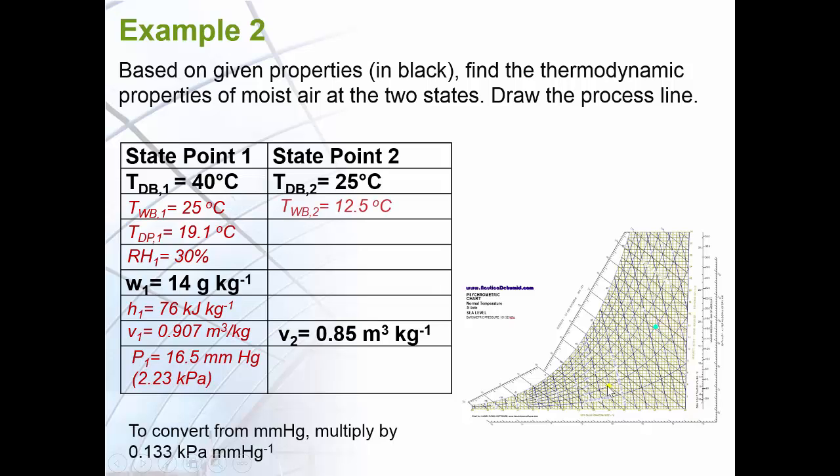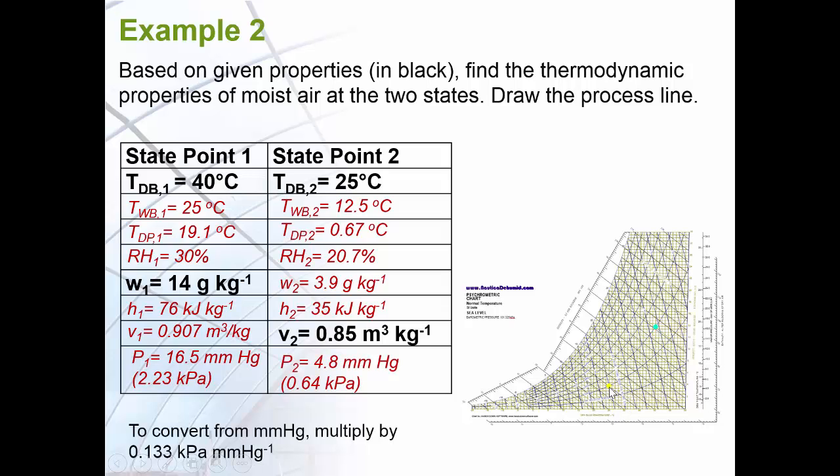And at this state, the thermodynamic properties of the air are: the wet bulb temperature is 12.5 degrees Celsius, the dew point temperature is about 0.67 degrees Celsius, the relative humidity is 20.7%, the humidity ratio is about 3.9 grams per kilogram, and the enthalpy is about 35 kilojoules per kilogram.